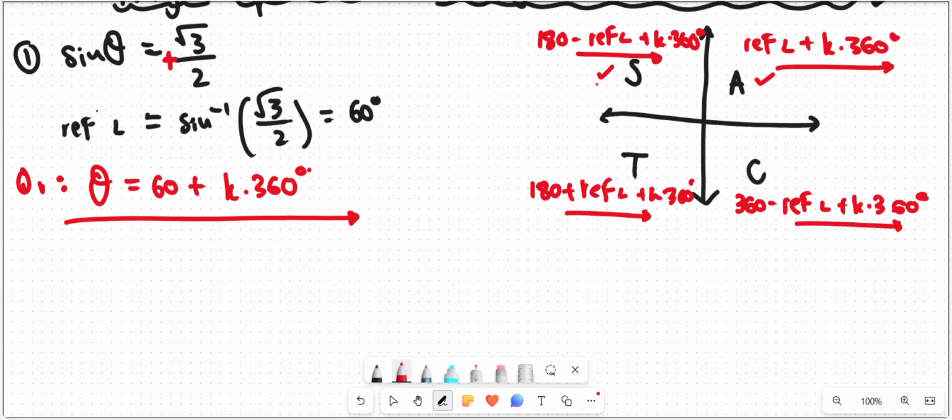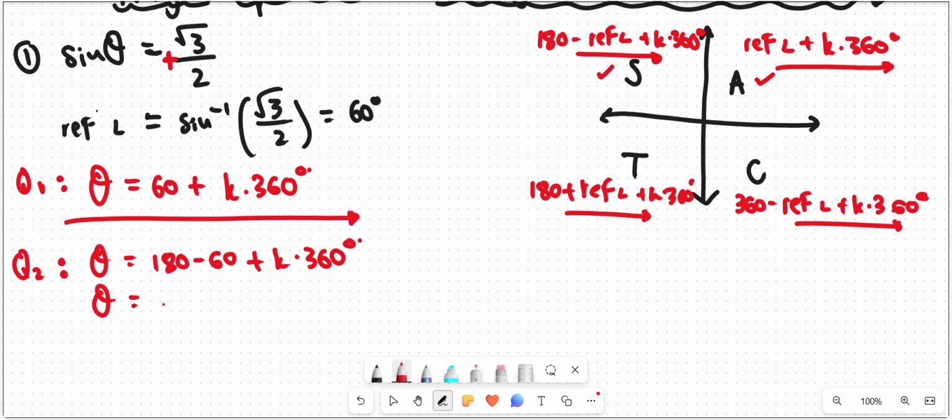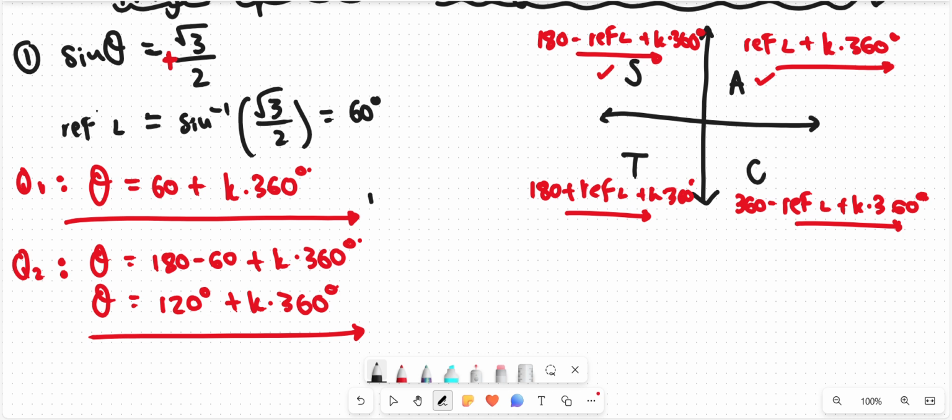The other one that is in quadrant number 2, that one would read theta is equal to 180 minus my reference angle, which is 60 degrees in this case, plus k360. And if you subtract those two guys there, 180 with the 60, you just get 120. And you still have your k360. And there we go. So these two solutions here are my two solutions that are going to fit for every single angle.